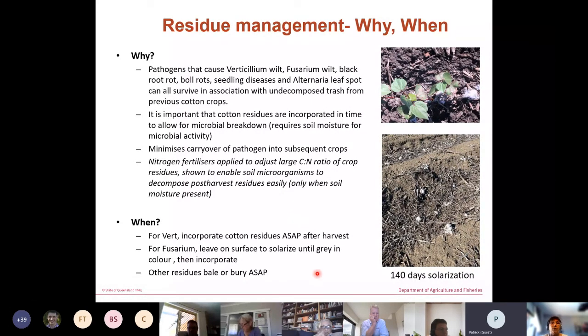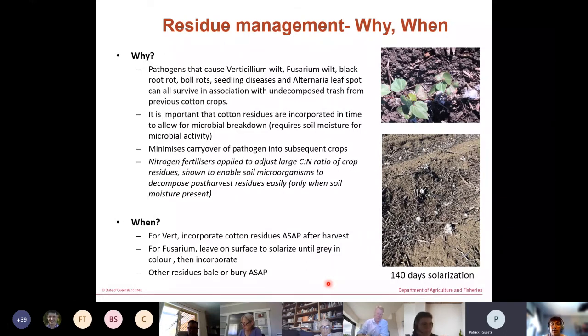And so when do we need to manage? Well, for Verticillium, you need to incorporate as soon as possible, to get it broken down, get the microsclerotia, get all that activity, get everything broken down as soon as you can to reduce the inoculum as best you can and as soon as you can.